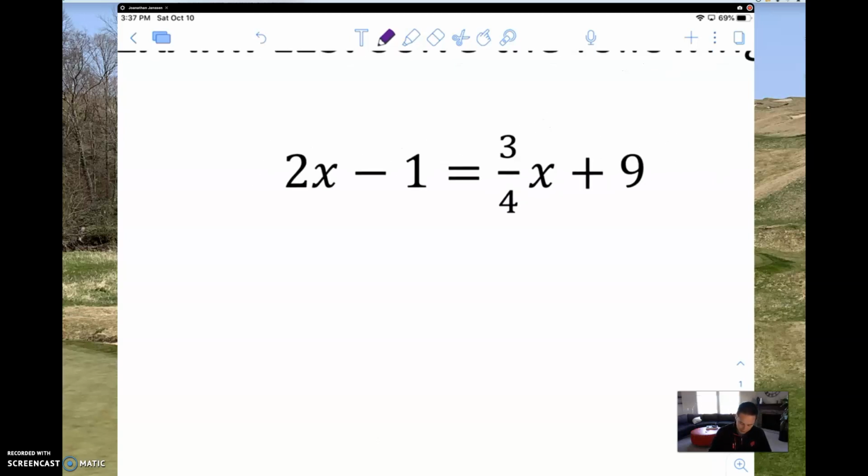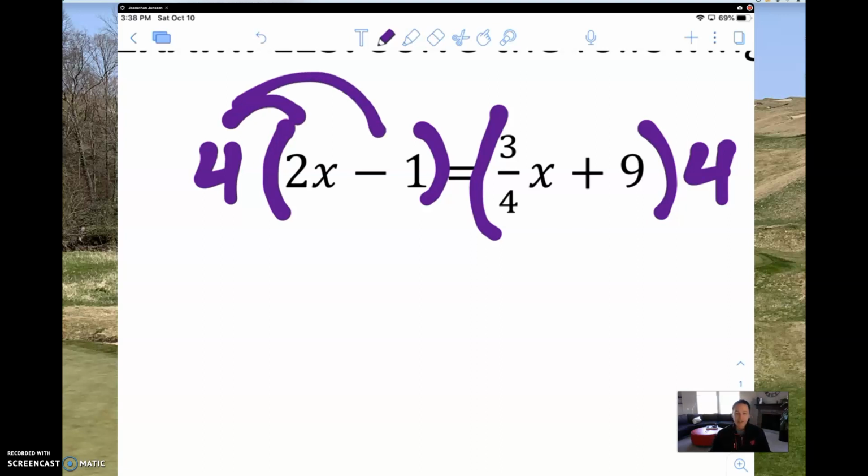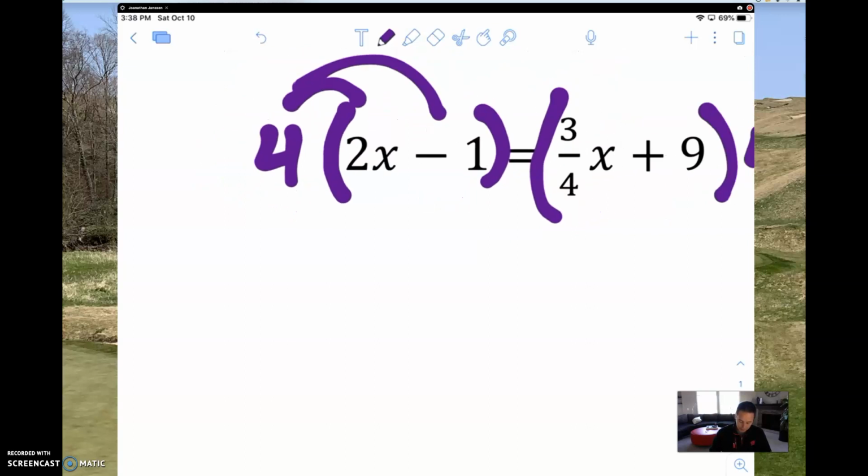So what I'm going to do is I'm going to take this side and multiply it by 4. And I'm going to take this whole side and multiply it by 4. So now what we're going to do is we're going to distribute. So we're going to take the 4 and multiply it to both of those. And we have 4 times 2x becomes 8x. 4 times negative 1 is negative 4.